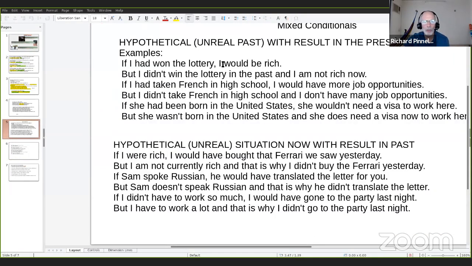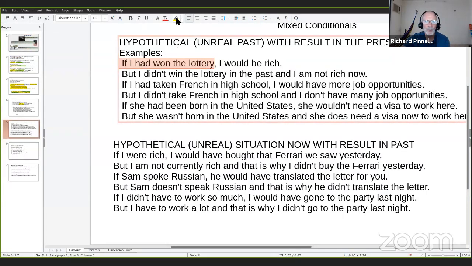If I had won the lottery, I would be rich. So this is an imaginary situation in the past with a result now. If I had won the lottery in the past, I would be rich now. I can use the contraction here too. If I'd won the lottery, I would be rich. That means if I'd won the lottery in the past, because this is had plus a past participle, and here I'm just using would plus verb. I'm not using would plus have plus been. But I didn't win the lottery in the past, and I am not rich now.